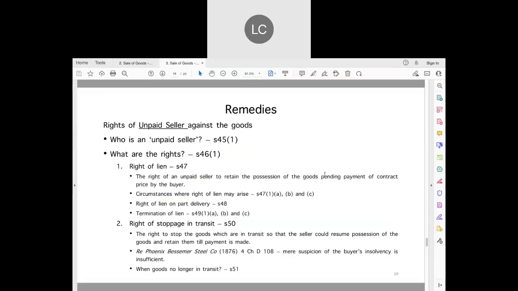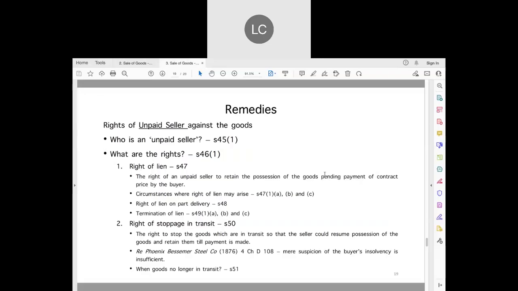Okay, so if the contract is an indivisible one and parts of the goods have been delivered, then the seller may exercise his right of lien on the remainder, unless such part delivery has been made under such circumstances as to show an agreement to waive the lien. So this is the position stated under section 48. When the contract is number 1, indivisible, number 2, parts of the goods have been delivered, and number 3, the right of lien can be exercised on the remaining goods yet to be delivered.